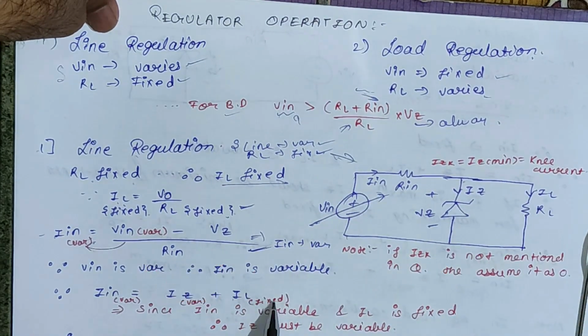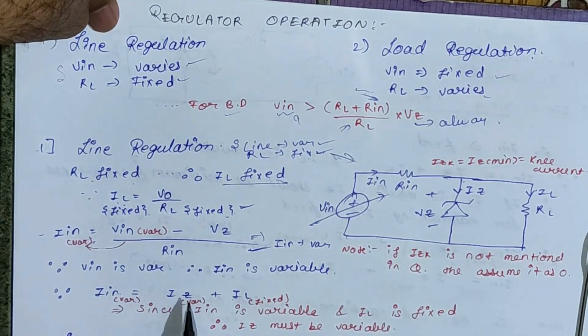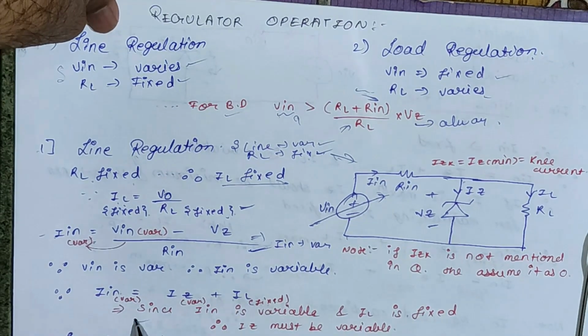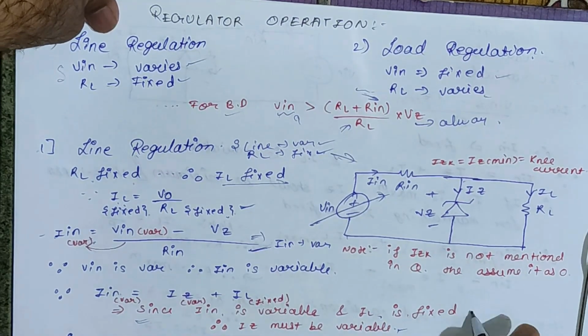Since you know that IL is fixed and I in is variable, Iz must be variable, right, to maintain this equation. This is what I have written here. Since I in is variable and IL is fixed, Iz must be variable. Okay, so take note of this also.